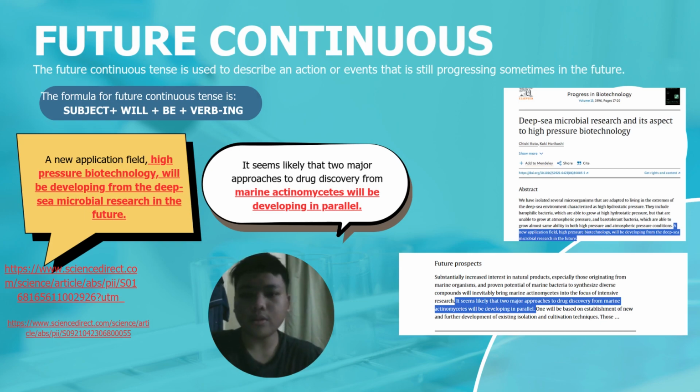Okay. Future continuous tense. The future continuous tense is used to describe an action or event that is still in progress sometime in the future. Oh yeah, I forgot to say that my camera is down here because there's no space up there or even on my left. Well, from the video, it's supposed to be my right, I guess. I don't know. The formula for future continuous tense is subject plus will plus be plus verb-ing.